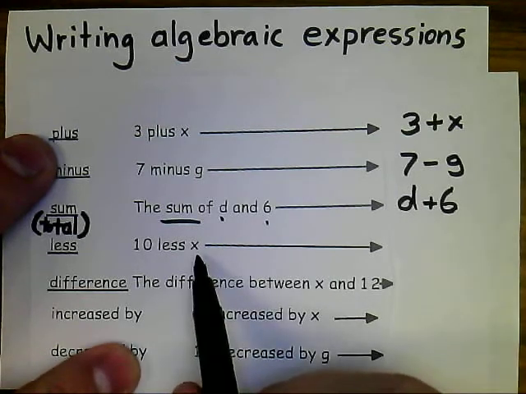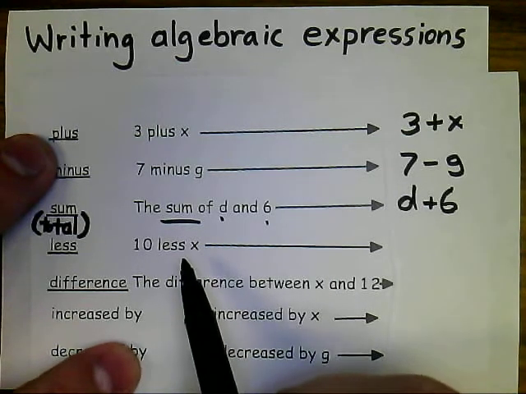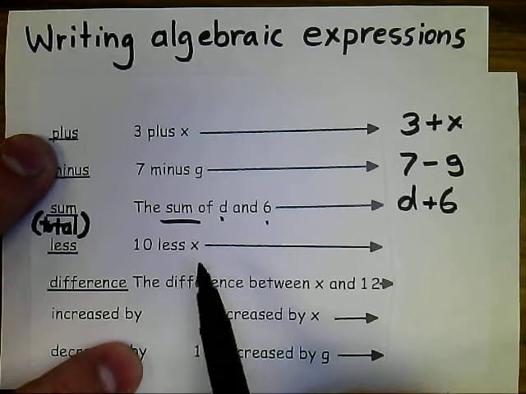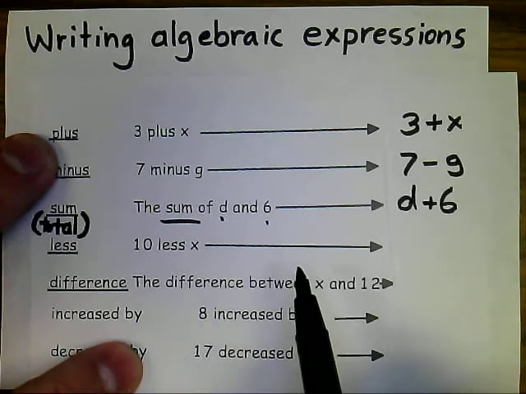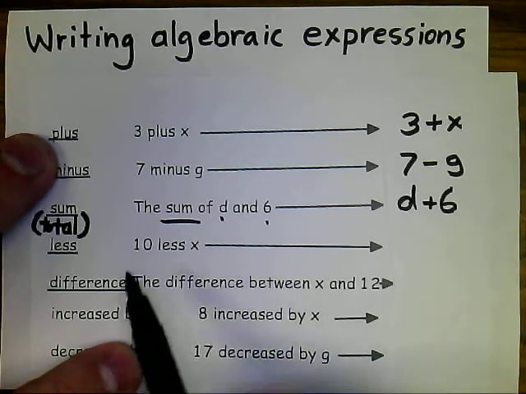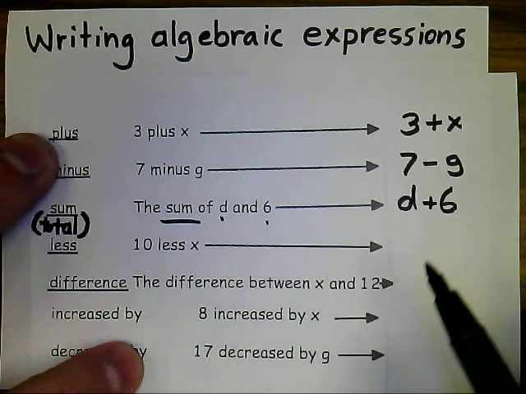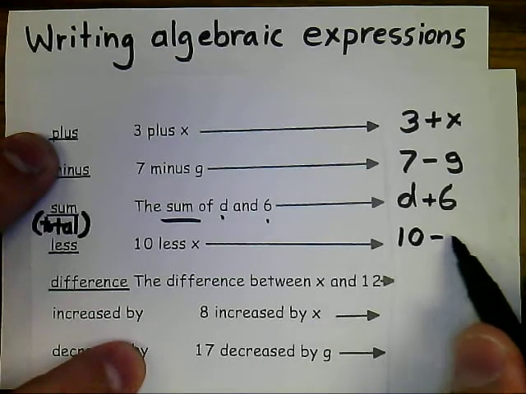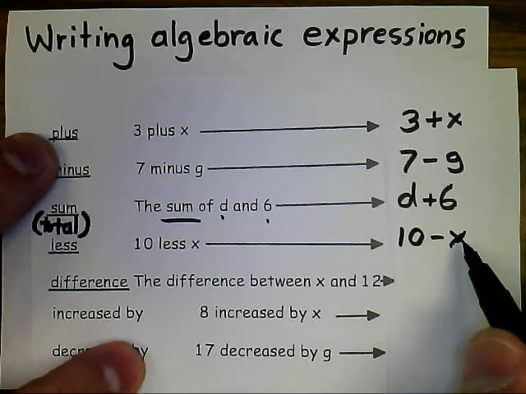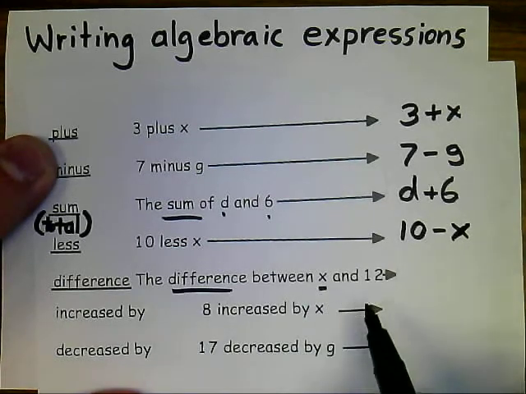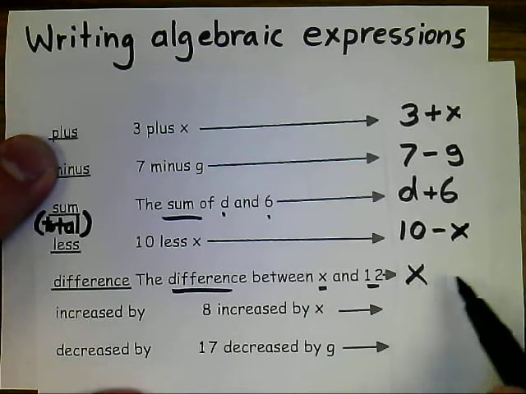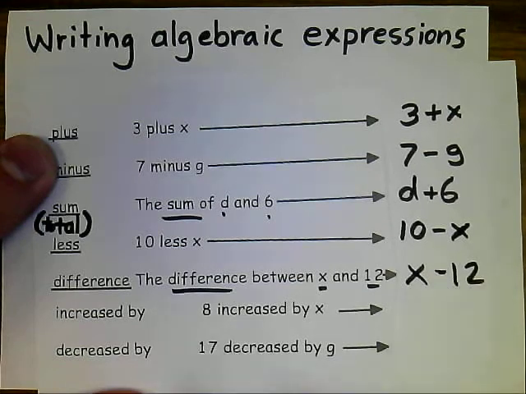10 less x. That's a little bit of a confusing one. Not a phrase that's used very commonly. Generally, I might say I earned $60 less the $10 it costs to buy supplies. So it's not used that often, but it is used. And again, the order that it's provided is the correct order to write it. Difference is another one of those key words. The first term is x, the second is 12, so it's going to be x minus 12.